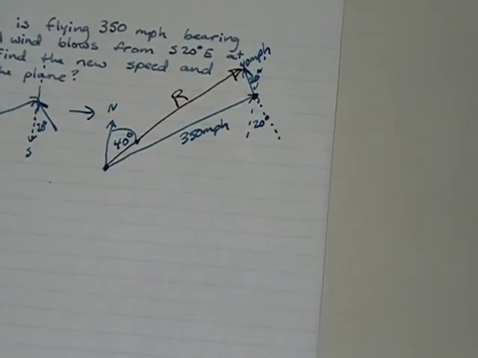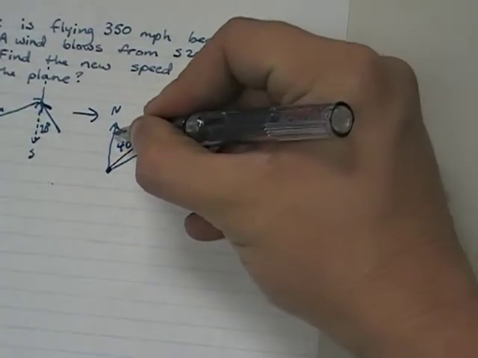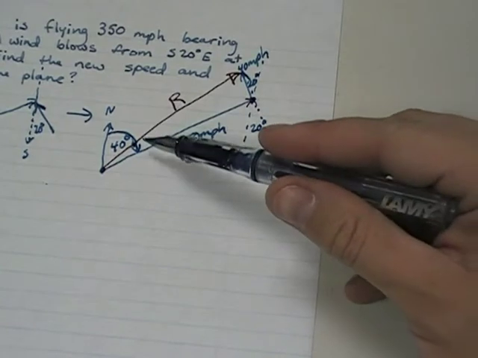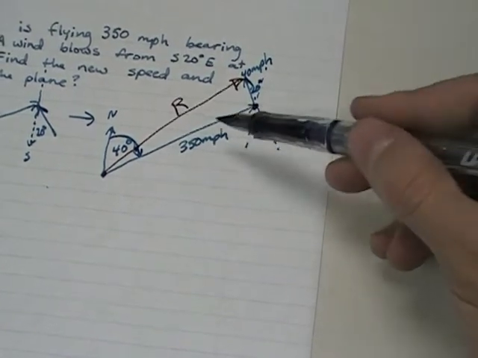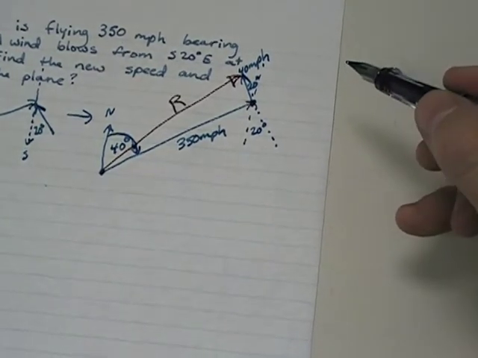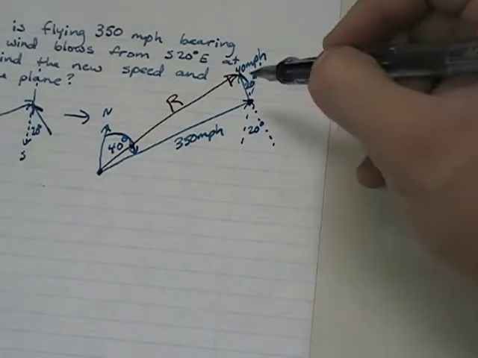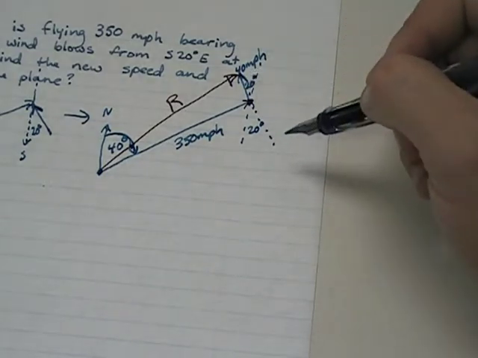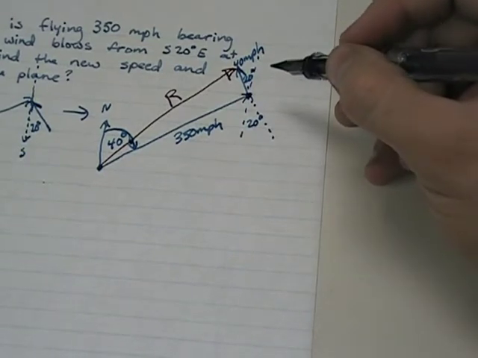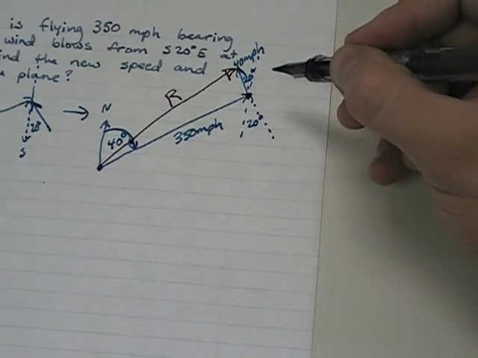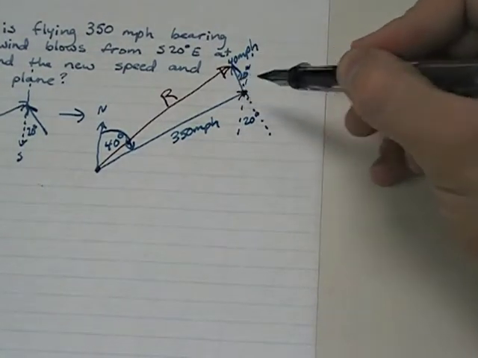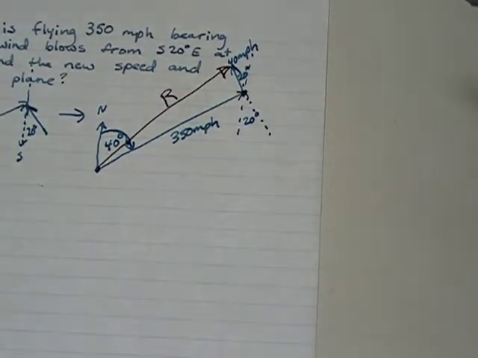So here's the trick, folks. This angle is 40 degrees. That's not going to help me find an angle in the triangle. This is 350, this is 40. Now what I need to do is find another angle or another side. Well, the easiest way to do that, if I want to use oblique trigonometry, is to find this angle here. Okay? That seems difficult. There's another way to do it.